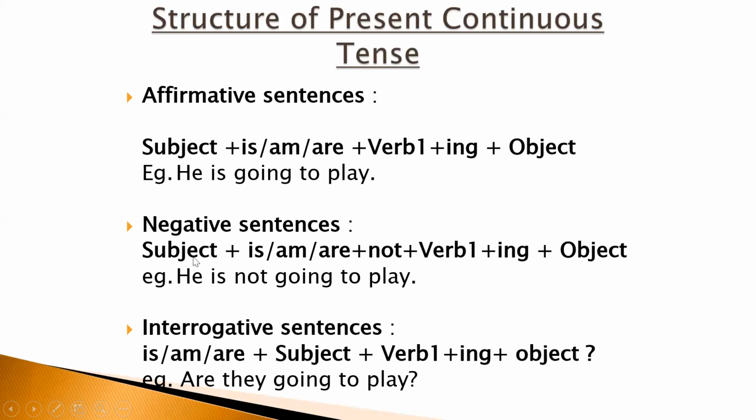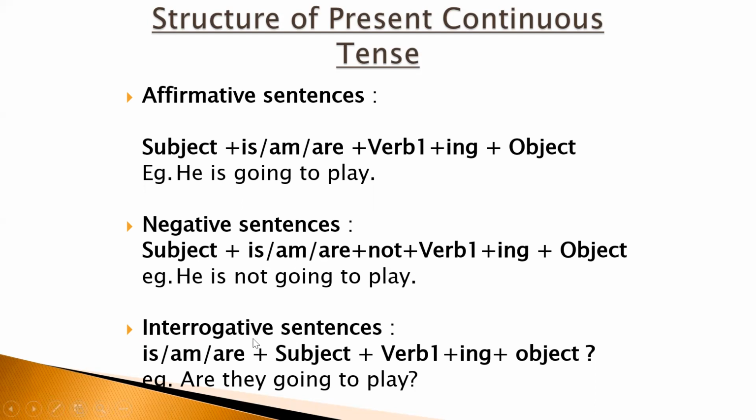First in the beginning, subject, then is, am or are, not, first form, ing and object. Rest remains the same. Only this not will be added with the helping verb is, am or are. So, the example becomes he is not going to play. So, this not will be added with the helping verb is. In case of I, it will be I am not going to play, they are not going to play. I hope it is clear.